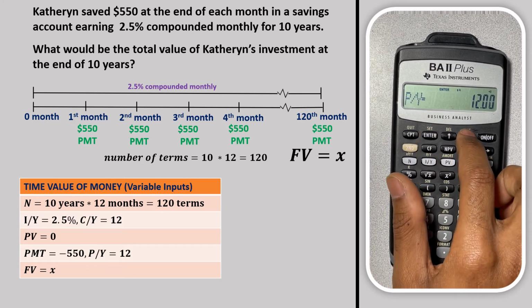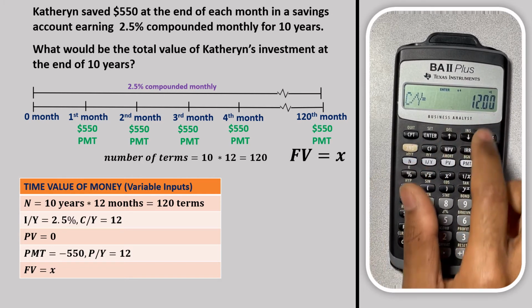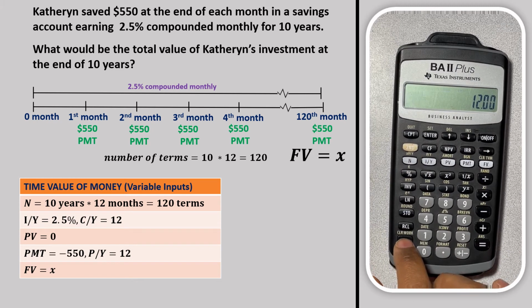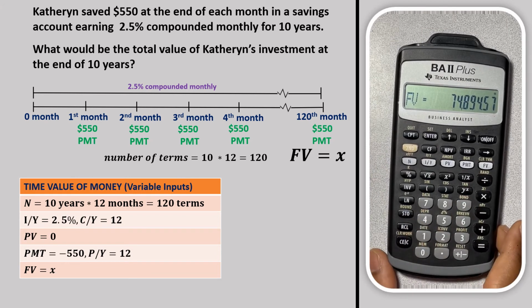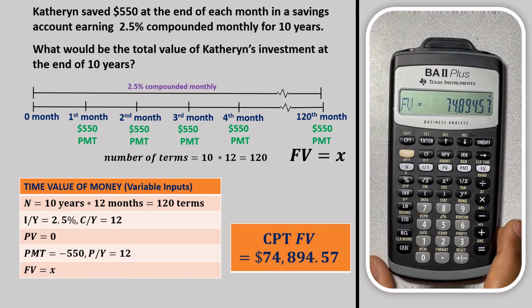And it's automatically going to change for P per Y and C per Y for both of them at 12. And now all we have to do is press clear off and compute the future value. So the future value of the investment is going to equal $74,894.57. So that means that Catherine's investment at the end of 10 years is going to equal $74,894.57. Okay, great. Now let's move on to the next question.